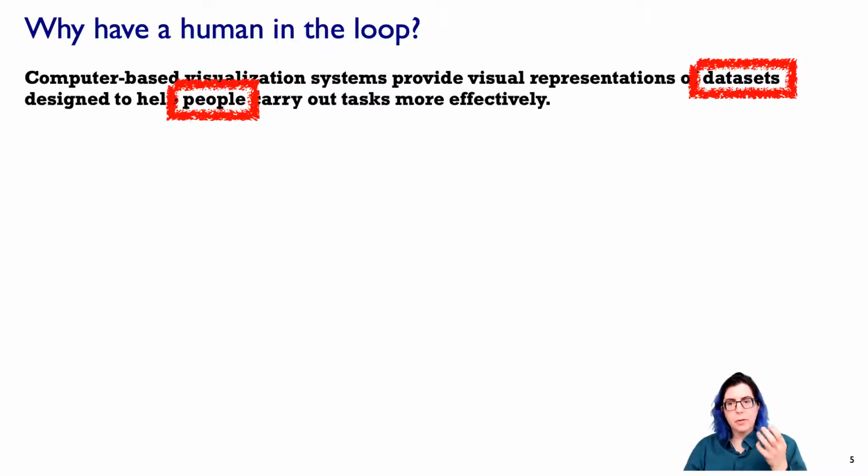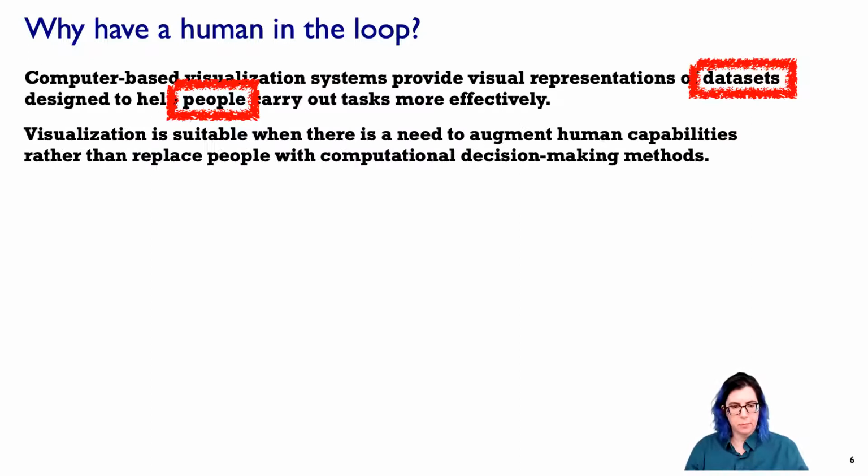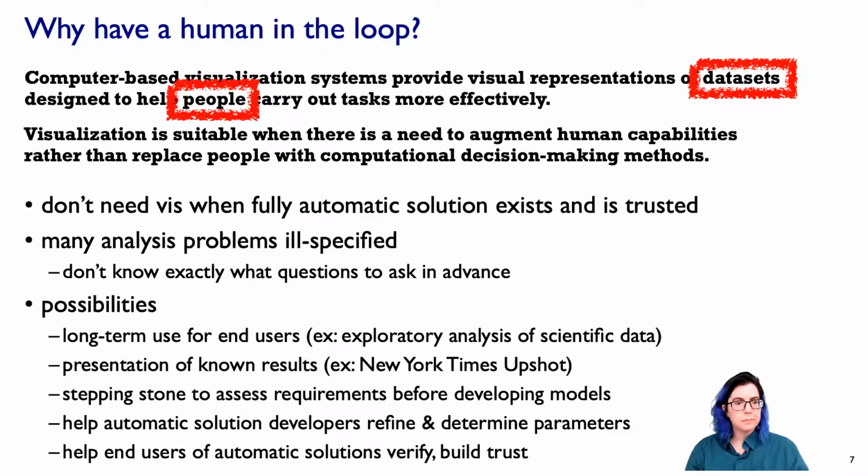Why is it important that we have data and people in the same sentence? Why do we need a human in the loop? Now, my answer is that visualization is suitable when there's a need to augment the capabilities of humans, rather than simply replace them with a completely computational decision-making method. So we don't need Viz if there is a fully automatic solution and we trust it. But there's many situations where that's not the case.